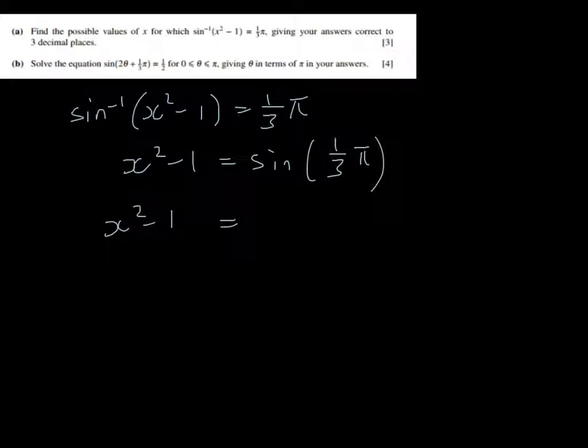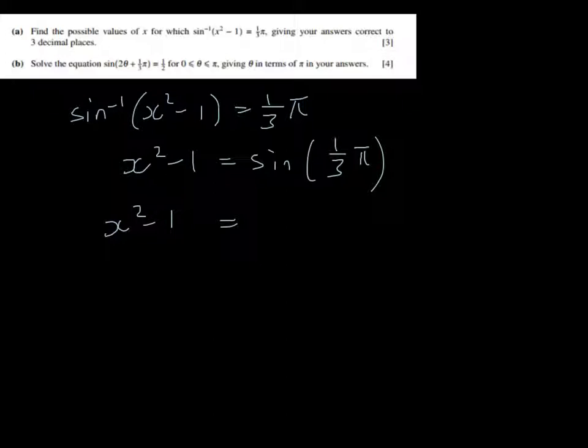let's just work that out. I'll get my calculator. And make sure that if you're going to do it in terms of a third pi, your calculator is in radian mode. If you're going to do it in terms of 60 degrees, it's in degree mode. Just be careful that you check your calculator each time.